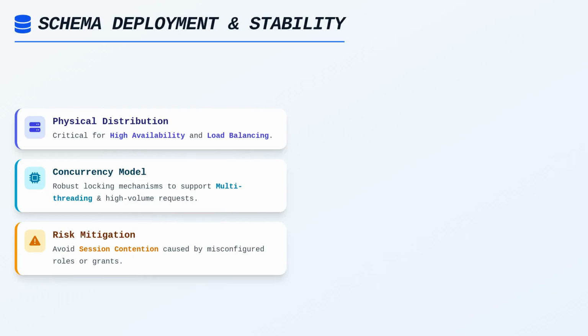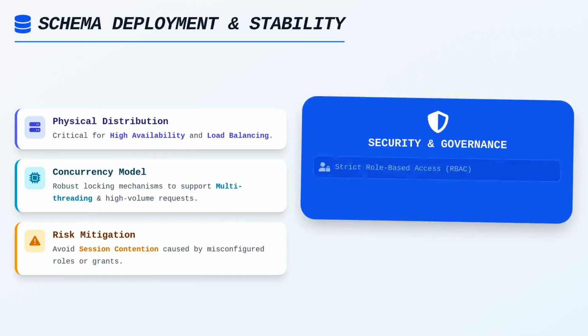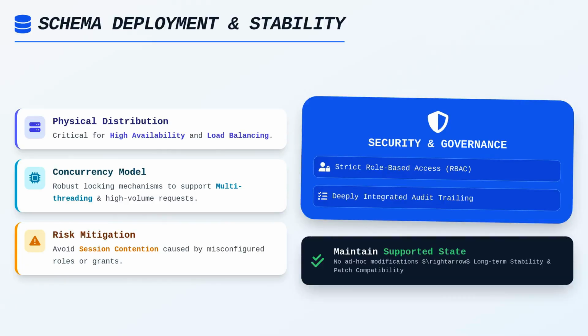You will often find that the security model is tightly wrapped around these schemas, enforcing strict role-based access to limit who can query sensitive customer data. Audit trailing is integrated deeply into these structures, ensuring that every modification to a transactional record is logged according to institutional requirements. By respecting the predefined schema structure and avoiding the temptation to implement ad hoc modifications, you ensure the system remains within its supported state, which is vital for long-term stability and patch deployment compatibility.